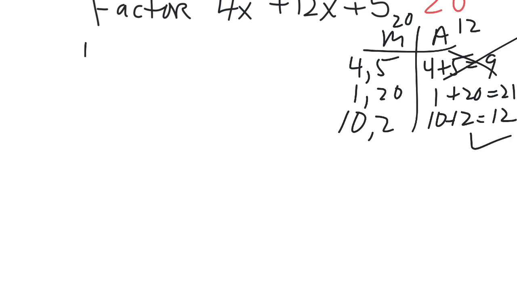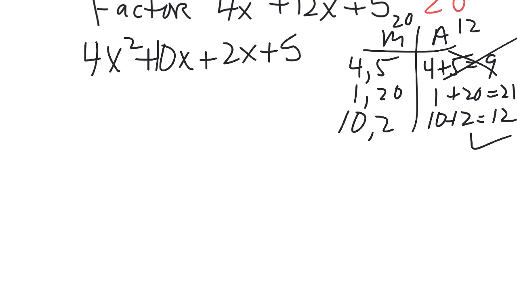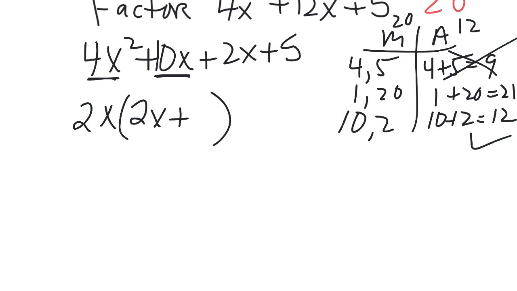So I'm going to rewrite 4x squared plus 10x plus 2x plus 5. What can I take out of 4x squared and 10x? That's my first question. What is my GCF of 4x squared and 10x? What can I take out of both of those? I can take out a 2x. If I take out a 2x, what am I still left with? I'm left with 2x plus, I got a 10x, I got a 2x, so this has to be a 5. Copy it.